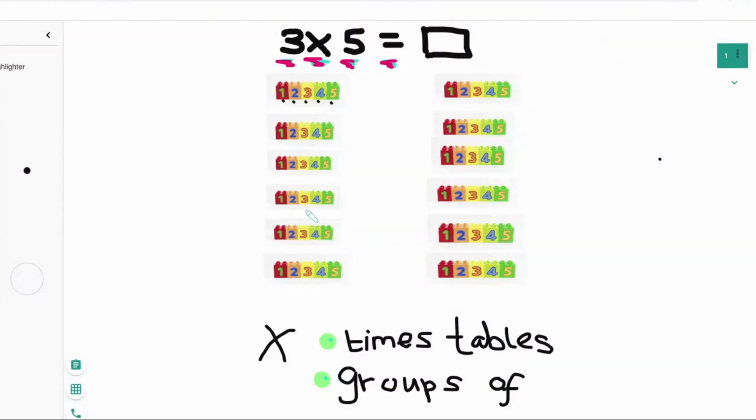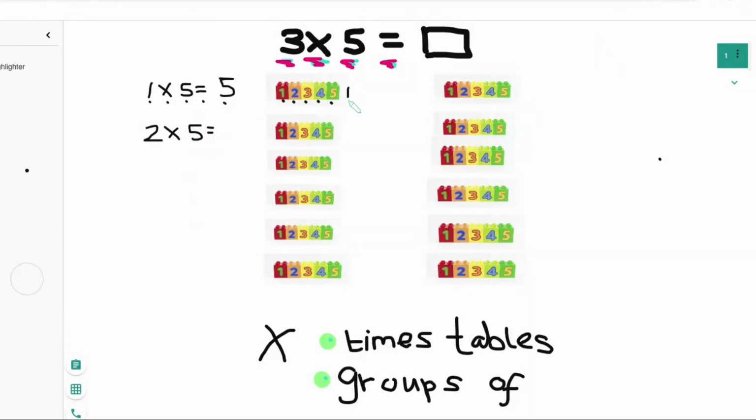Now let's have a look at our times tables. And we're going to use our times tables to find out how many blocks we have. So, 1 group of 5 equals 5, because this is our first group. So 1 group of 5 equals 5, because we're just looking at 1 group. Now this is our second group. So we could write 2 groups of 5 equals.